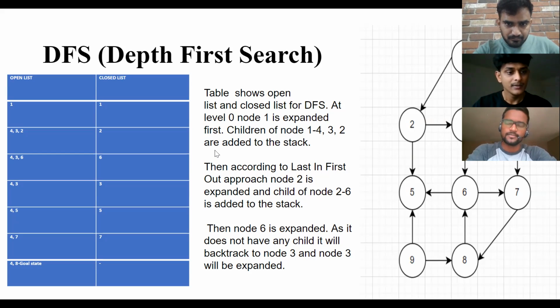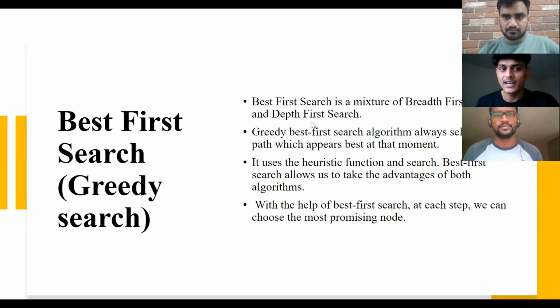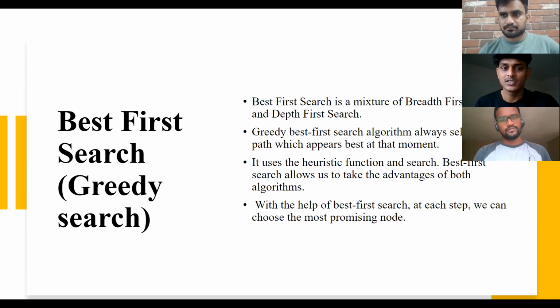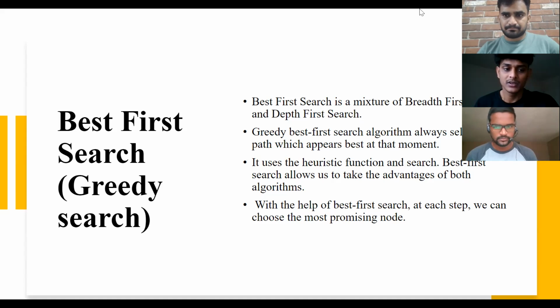And next I'll be explaining best first search, the greedy search. Best first search is a mixture of BFS and DFS. It always selects the path which appears best at the moment. It uses a heuristic function, and best first search allows us to take advantage of both algorithms. With the help of best first search, at each step we can choose the most promising node. Best first search can switch between BFS and DFS, gaining the advantages of both algorithms.